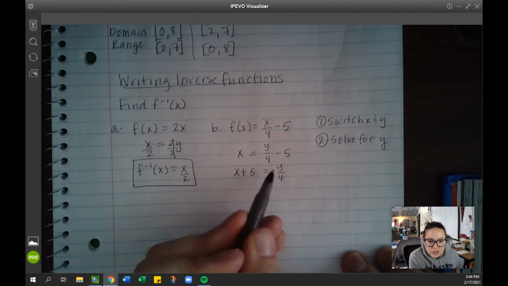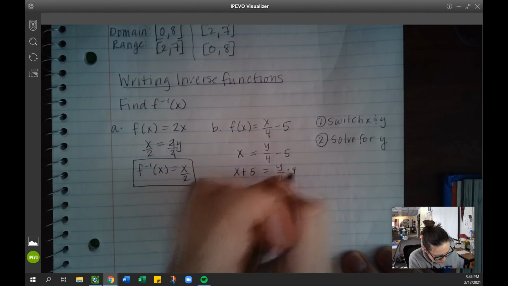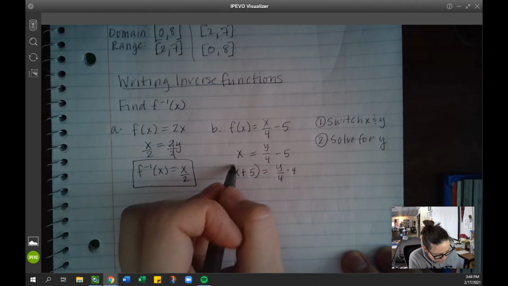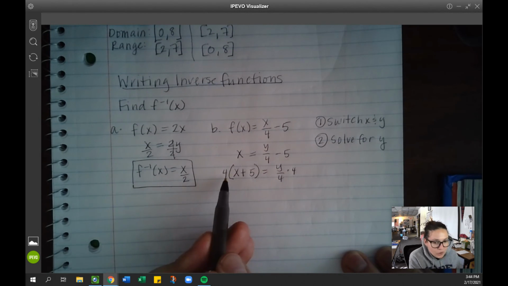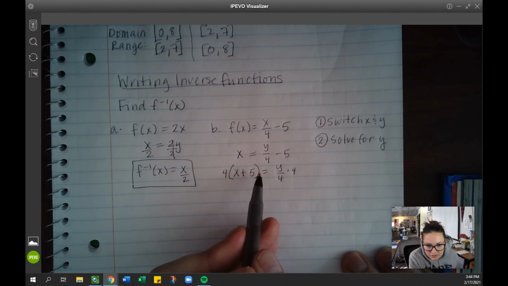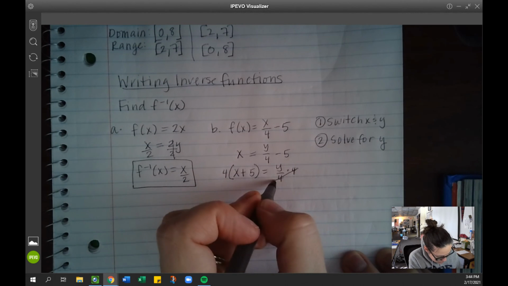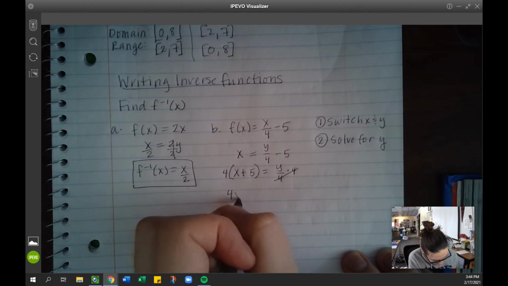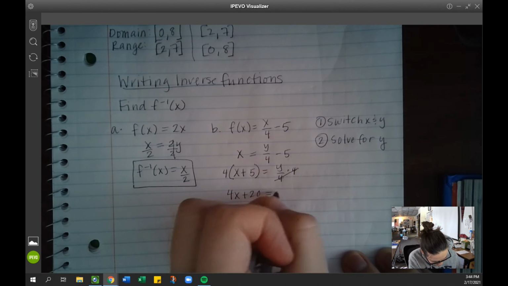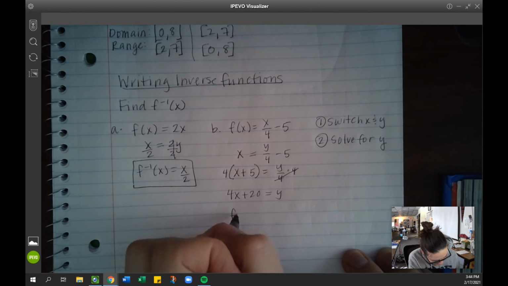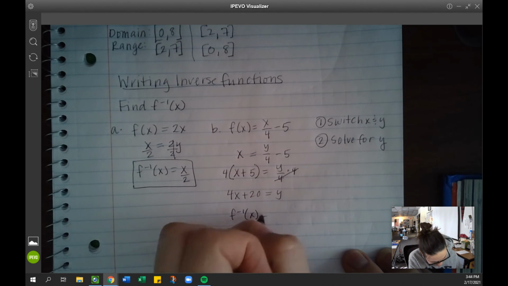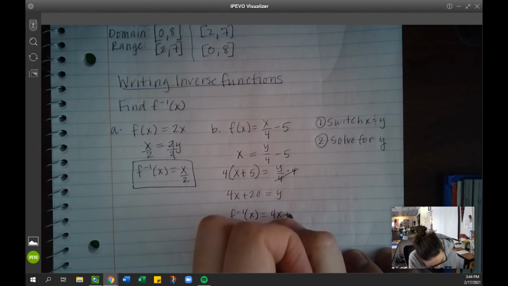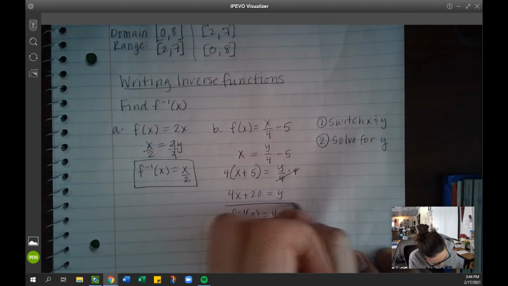Then to undo division, we have to multiply both sides by 4. Now this is very important. When you multiply the left side by 4, you have to multiply everything by 4. So those cancel out, and I have 4x plus 20 equals y. So I would say f inverse of x is 4x plus 20.